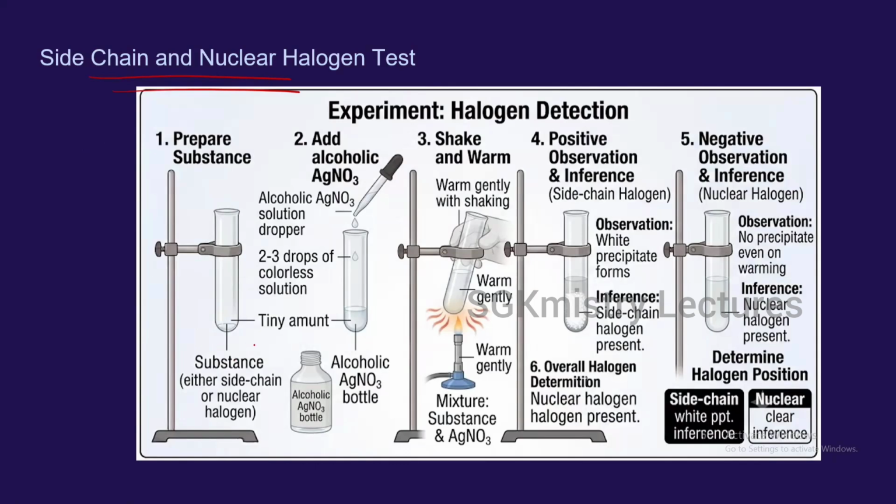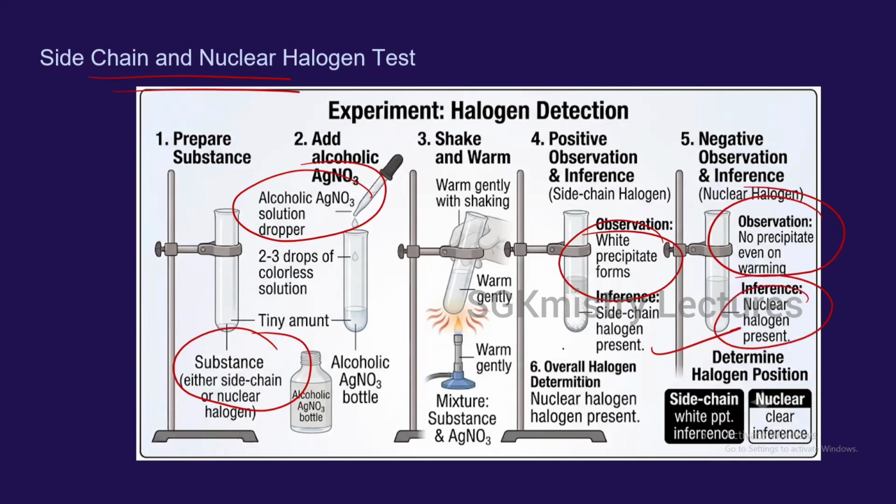So you're going to take the substance. Suppose you have observed that halogen is present during the Lassaigne's test, then only you're going to perform this particular test. To this, you're going to add the alcoholic AgNO3 solution. You're going to shake it properly and warm. Suppose you see that a white precipitate is obtained, then we can say that the side chain halogen is present. Suppose there is no precipitate even on warming the solution, you can say that the nuclear halogen is present.